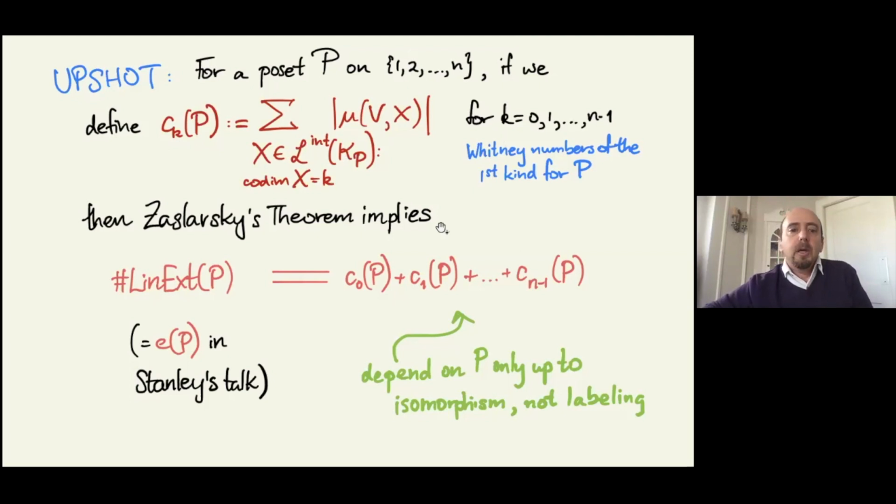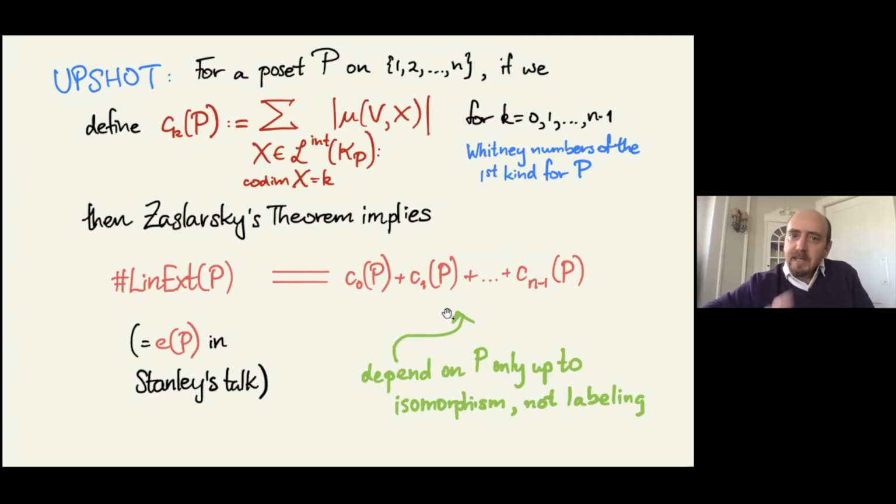Okay, so I'm defining the signless Whitney numbers of the first kind for the poset to be the ones for the cone. I sum up these Möbius function values over the intersection subspaces, the interior intersections at the kth rank. And Zaslavsky's theorem is going to tell me those non-negative integers refine the number of linear extensions. Here I've written number of lin_x of P just to remind myself what this number is. This was what Stanley was calling E of P in his talk, the linear extensions of P, same number. So we get this non-negative integer refinement for any poset.